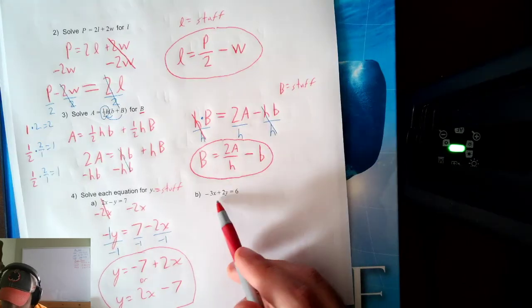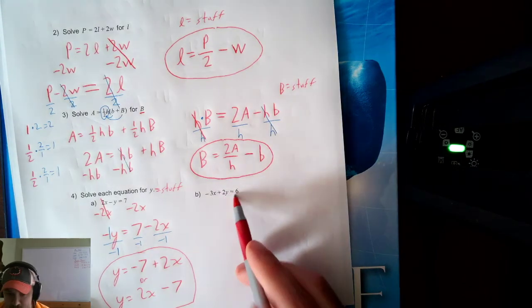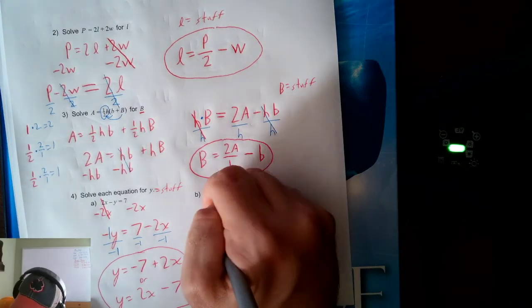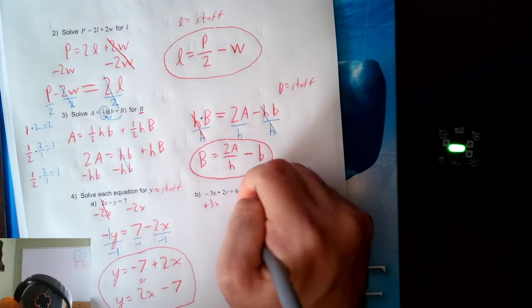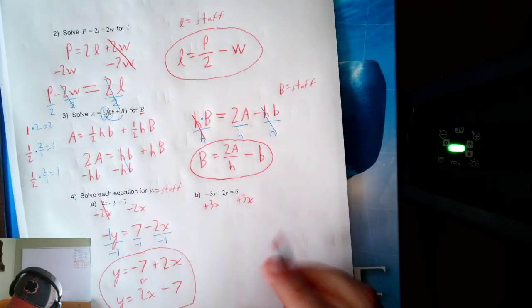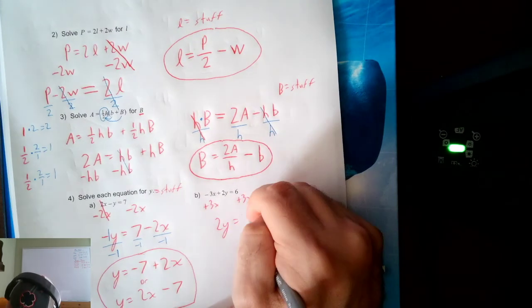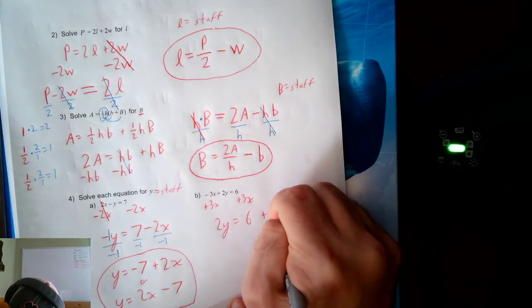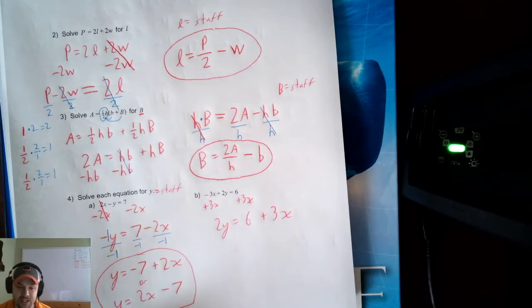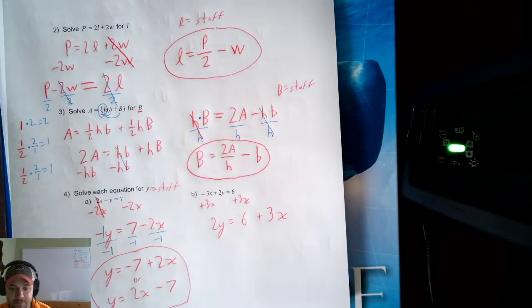Let's take a look at the next one. We have minus 3x plus 2y equals 6. I have to get rid of this minus 3x, so I'm going to add 3x to both sides. That leaves me with 2y equals 6 plus 3x. I can't combine those because they're not like terms.